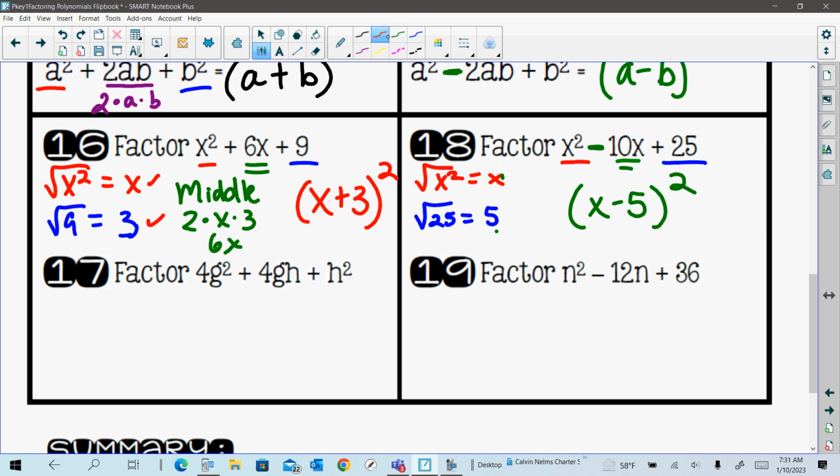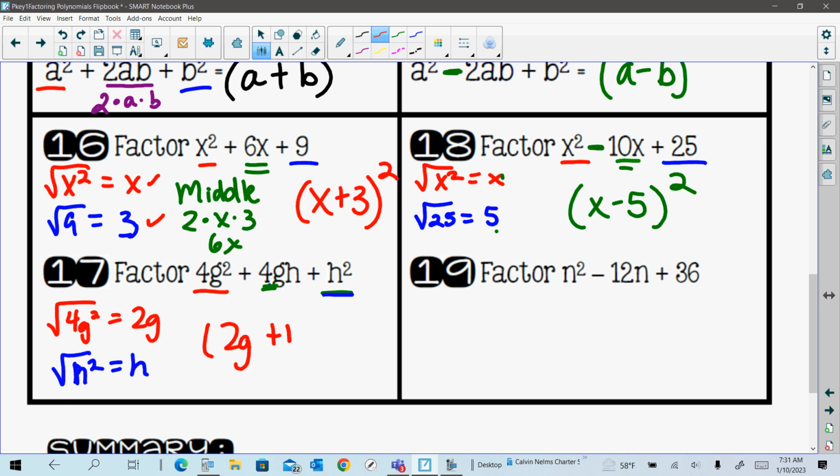So if there's a plus sign between the first two terms, or all of the terms, it's going to be plus. If there's a minus sign, then there's going to be minus. So on this one, our first term, if I take the square root of 4g squared, that's just 2g. The square root of h squared is just h. 2 times g times h, then double that. Yep, that gives me that 4 right there. So it's true. So my answer here would be 2g plus h, parentheses squared.